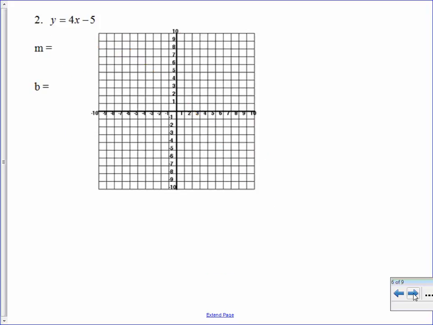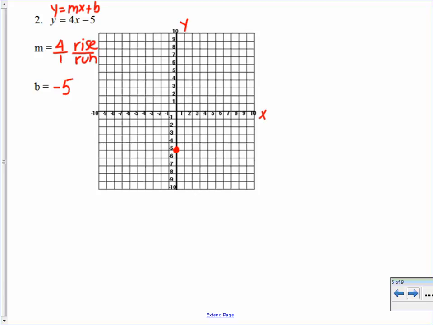Let us try another one. First thing I want to do is put my equation on top. Y is equal to mx plus b. Everybody lines up. My slope in this case is 4 over 1. Rise over run. My y-intercept is -5. Label your axes. I begin at the y-intercept. My y-intercept is -5. That is the first point I plot.